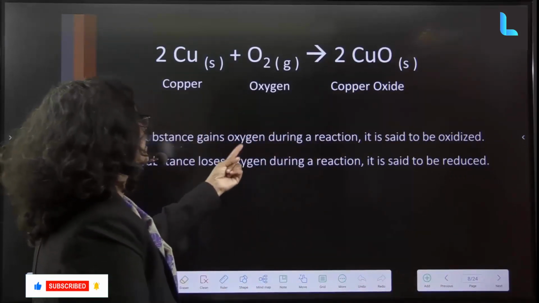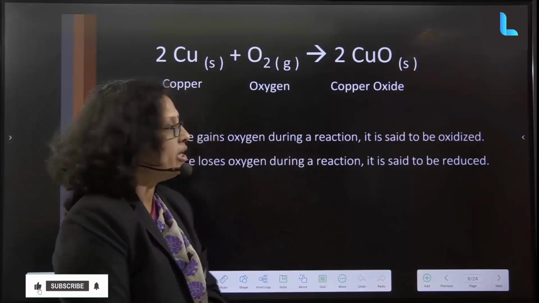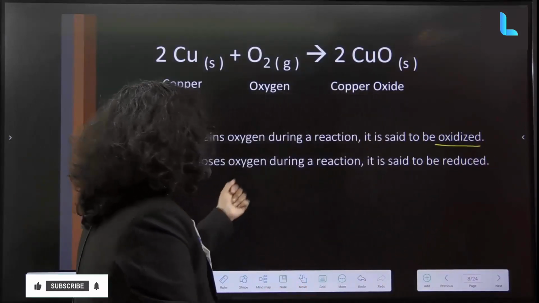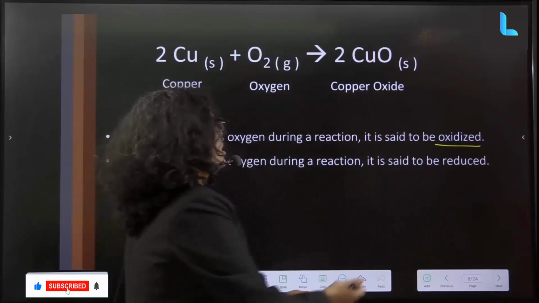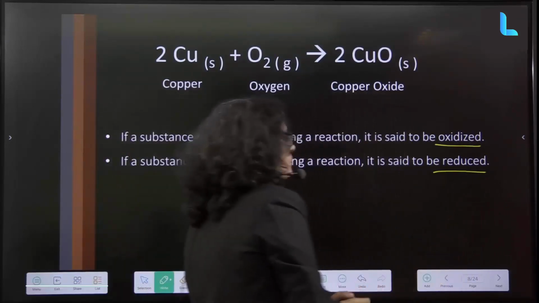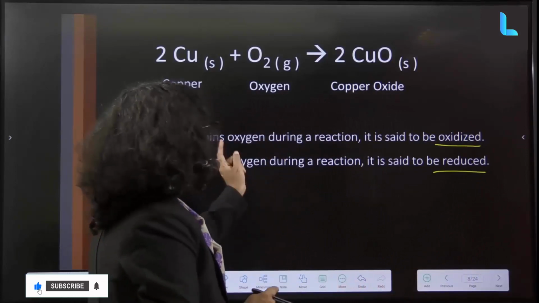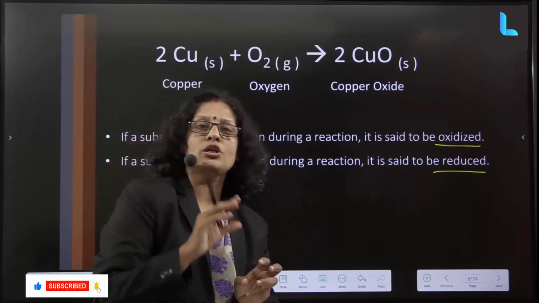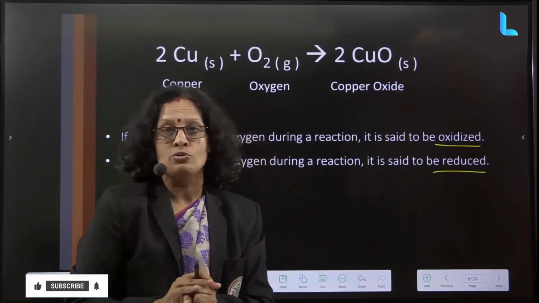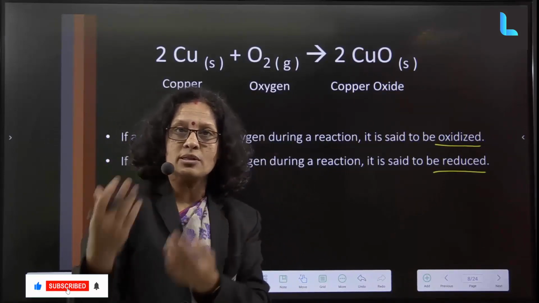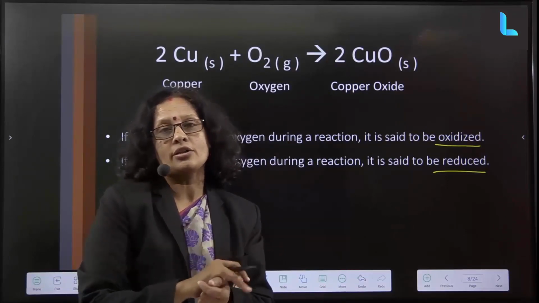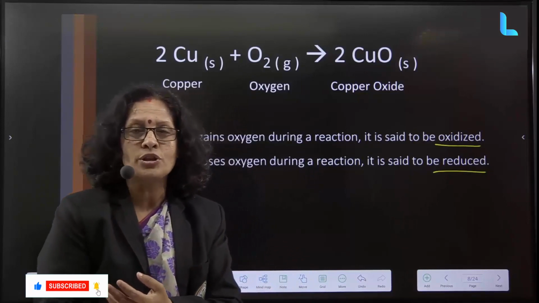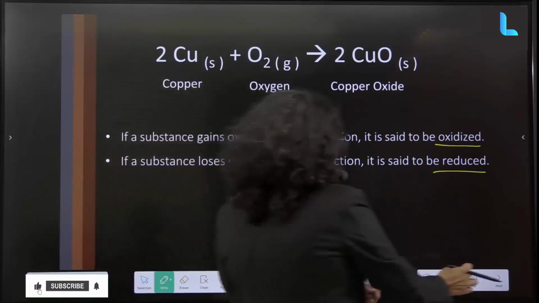If a substance gains oxygen during a reaction, it is said to be oxidized. And if a substance loses oxygen during a reaction, it is said to be reduced. Substances which are helping other substances to undergo oxidation are the reducing agents.